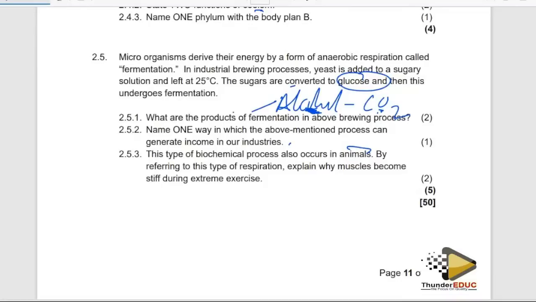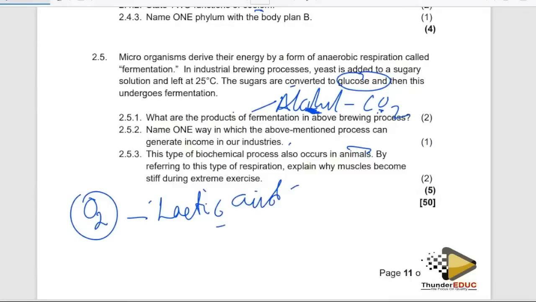Basically, it's because there is a limited supply of oxygen. And if there is limited supply of oxygen, what does it mean? It means that enough energy cannot be produced. So this results in accumulation of lactic acid. It's lactic acid which makes them painful. So less oxygen leads to lactic acid accumulation.